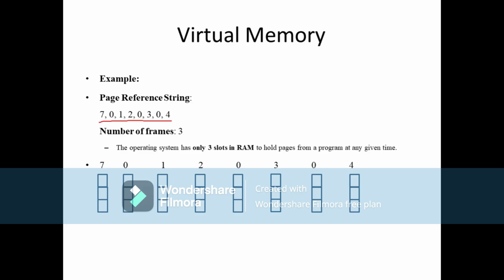And the number of frames is 3. Now what do we mean by the number of frames being 3? It simply means that the operating system has only 3 slots in RAM to hold the pages from a particular process or program at any given time. So let's write this reference string once again over here.